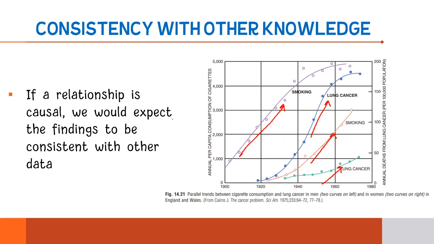So, these data are consistent with what we would expect if the relationship between smoking and lung cancer is established as a causal one. So, actually, consistency with other knowledge is somewhat related to one of our guidelines, replication. If we look at other subgroups, it should be consistent that there is an increase or a certain exposure.